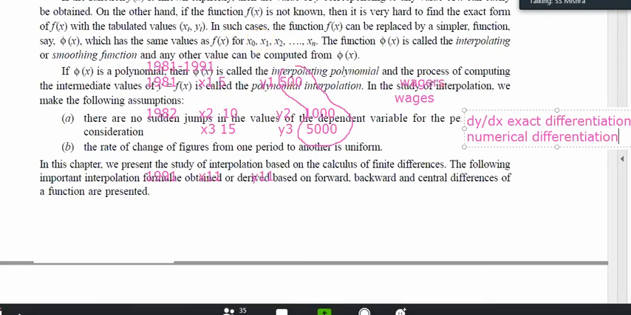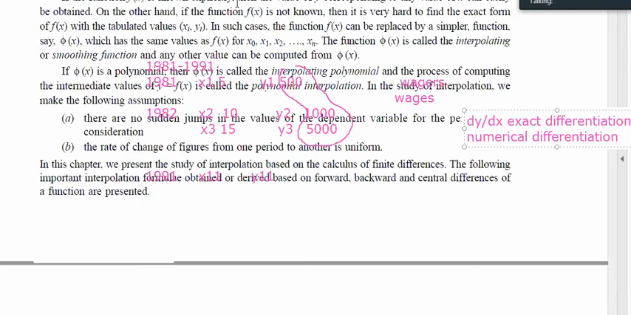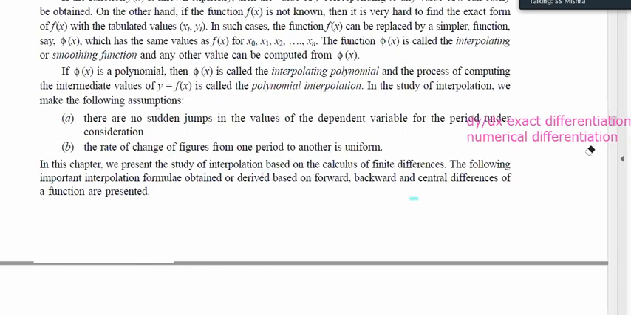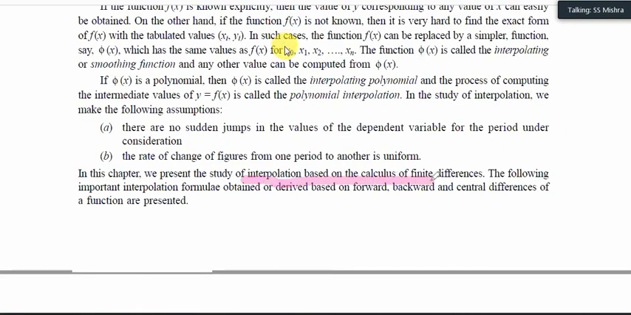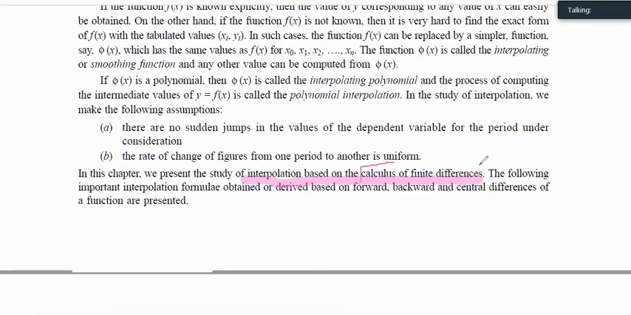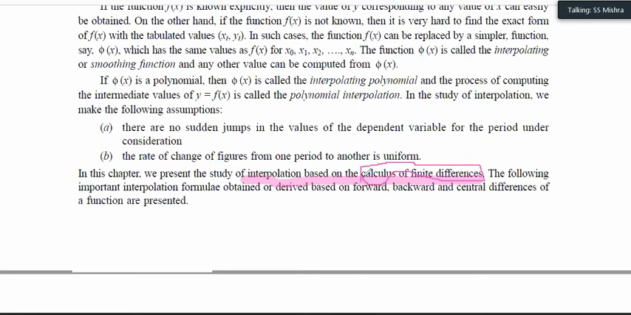Now we come to the concept of difference. Here I just remove all these things. It is based on the calculus of finite differences. The calculus of finite differences is important. So what does calculus mean? Calculus means calculation.